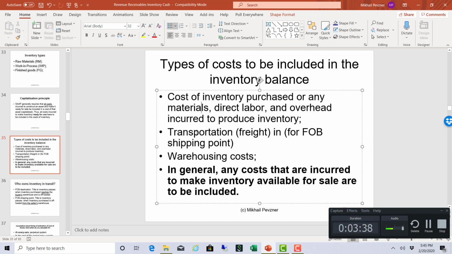We already talked about transportation, freight in, right? Costs in particular for FOB shipping point companies, where title for the goods that are bought passes to the buyer in transit. The freight in is capitalized. Cost of warehousing. So in general, any costs that are incurred to make inventory available for sale are to be included.